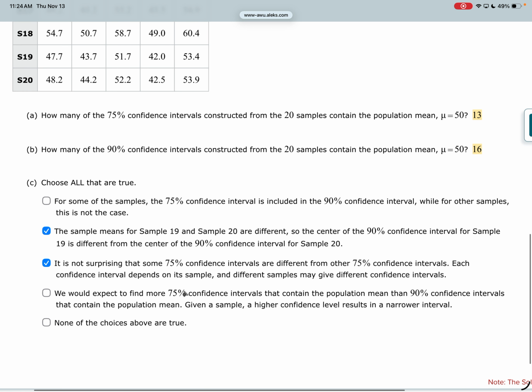We would expect to find more 75% confidence intervals that contain the population mean than 90%. Well, look at your number right here. 75% is 13 and 90% is 16. The bigger number will always include more because it's wider, so it's going to hit it more often, okay? So we find more 90% confidence intervals hit it.